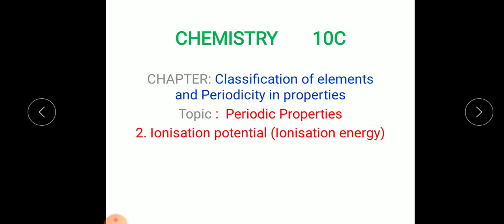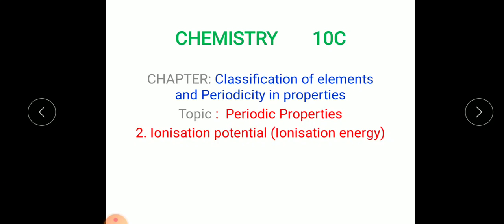So, in case of atomic size, as we know, when you move from top to bottom, the atomic size increases since the number of shells increases. Whereas when you move across the period from left to right, the atomic size decreases. This happens due to the reason that electrons are added in the same shell, which leads to an increase in the force of attraction between the nucleus and the last electron, which will decrease its size.